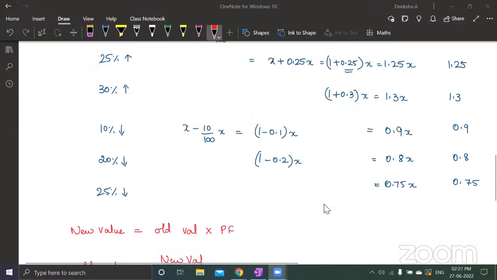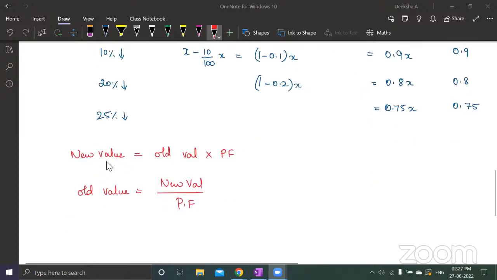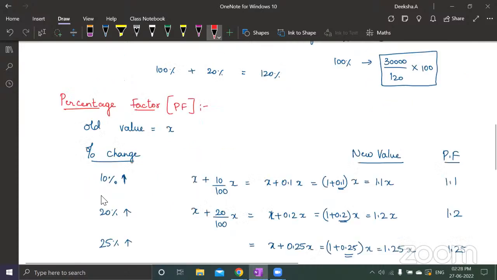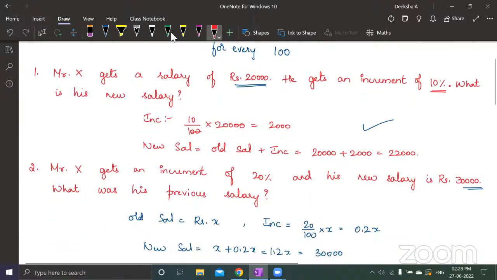Now subtraction we have done, right? So after subtraction, what I explained is once you find out what is a percentage factor, you have to decide whether you need to multiply or divide. So when old value is given, you multiply percentage factor to get new value. When new value is given, divide it by percentage factor to get the old value. Now we will apply this concept to solve this question.